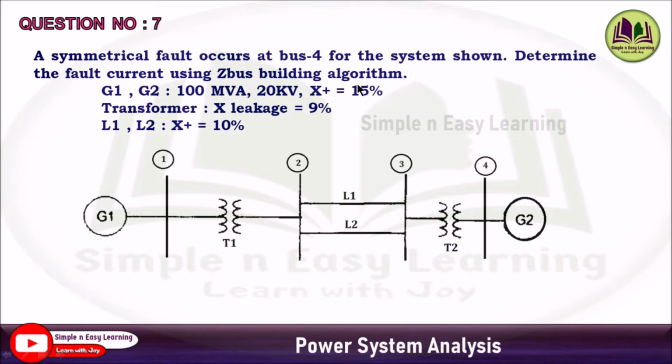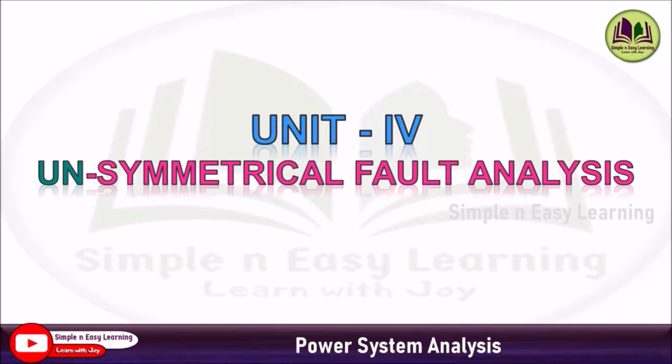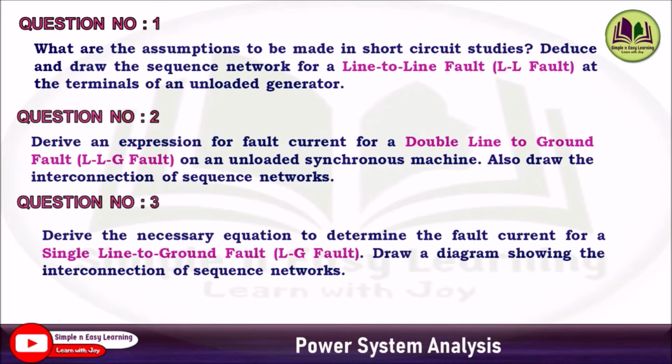So we are going to use the Zbus fault analysis technique for the symmetrical fault analysis. So these are the important questions in unit 3. Now unit 4, unsymmetrical fault analysis. The priority 1 question is, draw the sequence network for line to line fault at the terminals of an unloaded generator. Also we need to mention the assumptions to be made in short circuit studies.